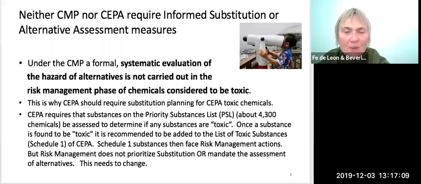So the current priority substances list, as we all know, is about 4,300 some odd chemicals, assessed to determine if any substances are toxic. But once a substance is found to be toxic, it can be added to Schedule 1 of SEPA, and then it does face risk management action. But again, just to underscore, it does not require substitution or mandate the assessment of alternatives.